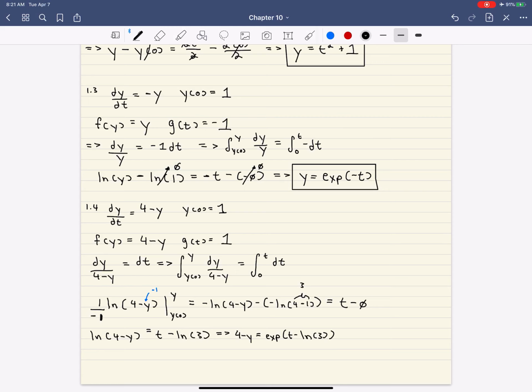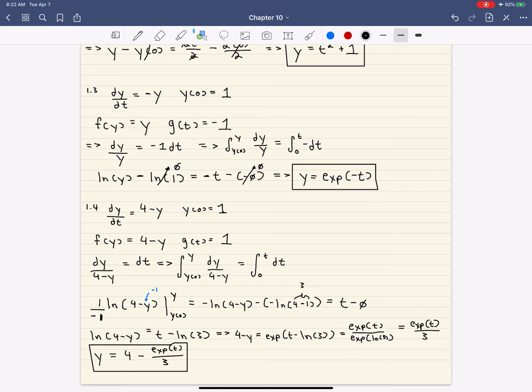And based on our log rules, we know that if we have the exponential of t minus something, that's equivalent to basically the quotient of two exponentials. And we also know that the exponential of a natural log of something just gives us that something, right? The exponential and the natural log just cancel out. Right, and then what I'll do is I'll isolate y, and so what we get in the end is y is equal to 4 minus the exponential of t over 3. Right. So that one's a little bit more complicated, but we still just basically use the same sorts of integrals to solve it.